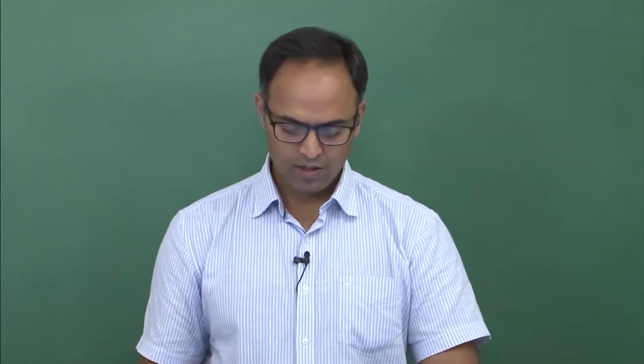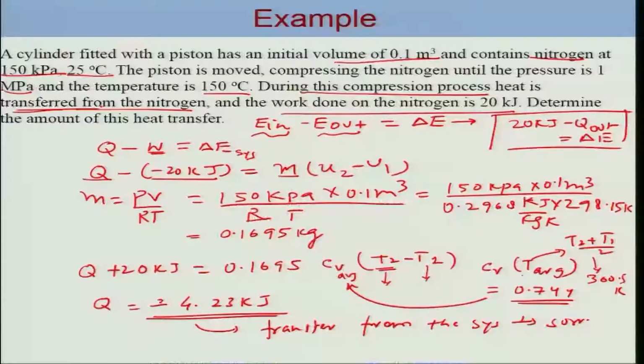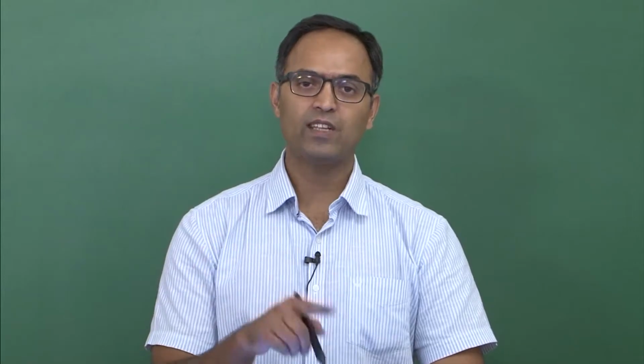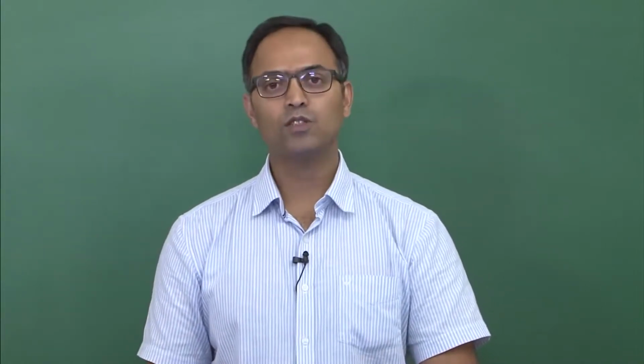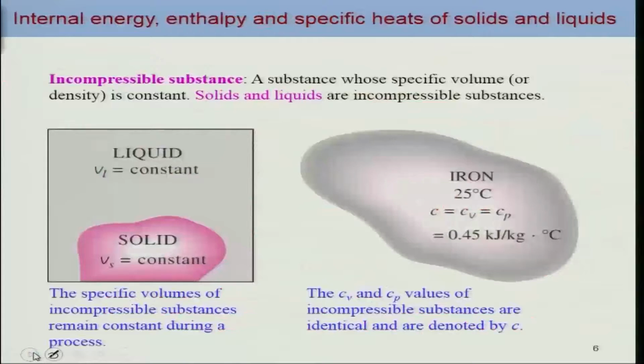So, without taking the direction from the question, if we solve it, the answer turns out to reflect the direction of the heat transfer. This was an example. We made use of the fact that the Cv average can be calculated by taking the temperature average of the final and initial values. Since the values do not change dramatically with temperature, this approximation is okay. So, this was an example of that.